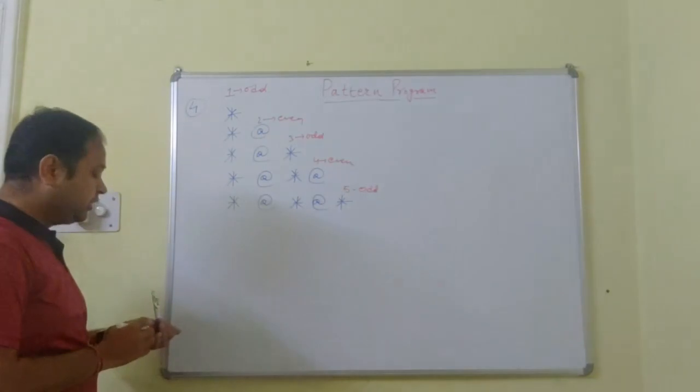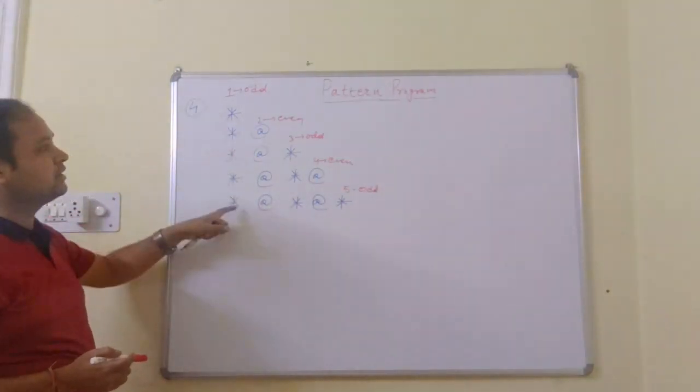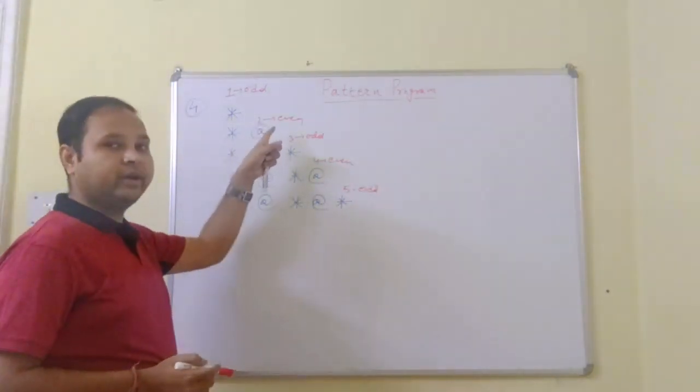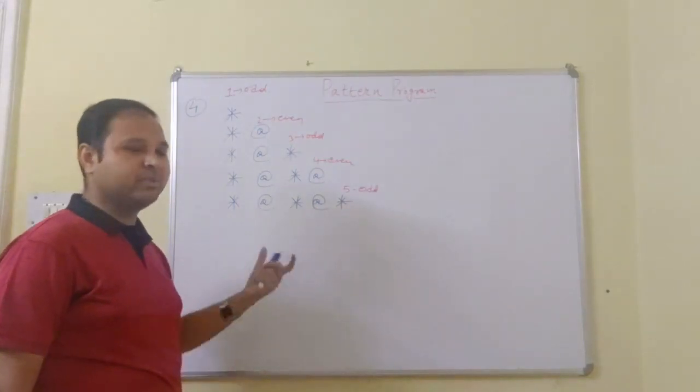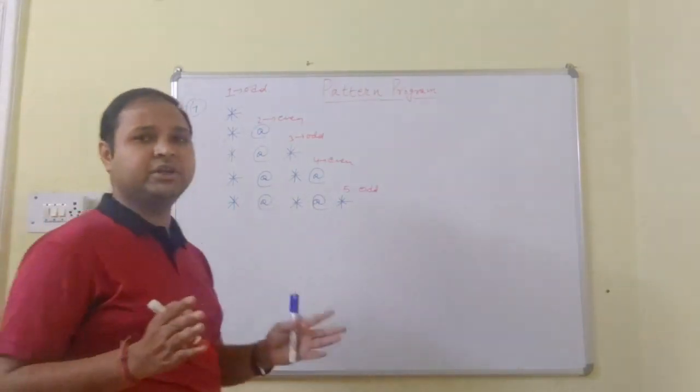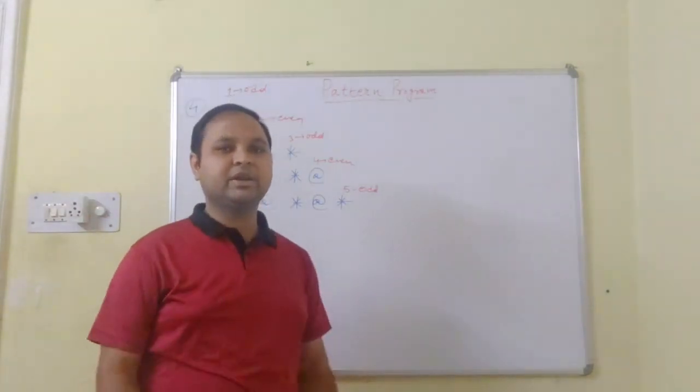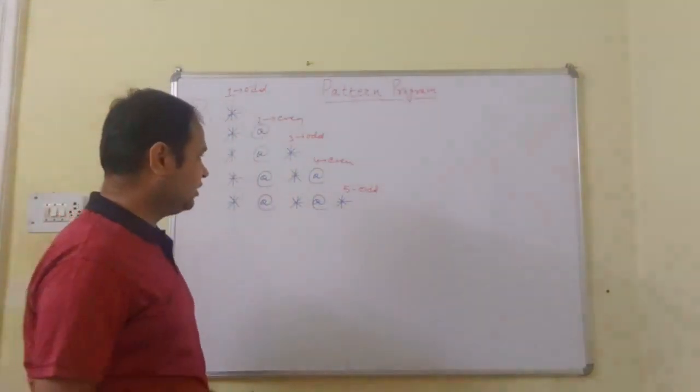Okay, so what we are doing: in the odd column we are printing star, in the even column we are printing at the rate. So this program is very simple. We have to just put a condition inside the inner loop and we can easily make it. Now let's see how to do that.